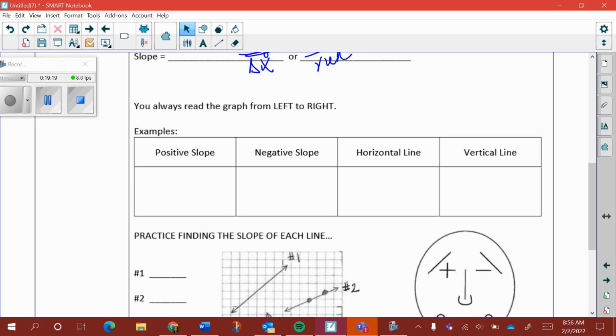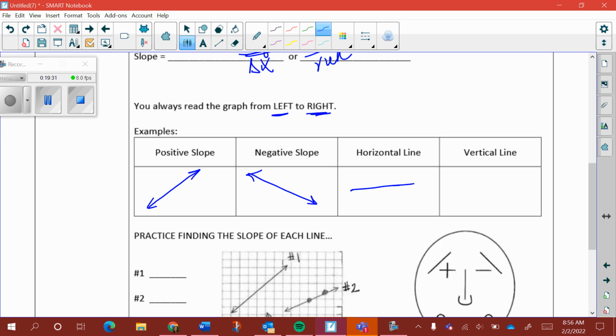We want to read the graph from left to right, from left to right. So a positive slope is going to be slanting upward. The negative slope is going to be slanting downward. Horizontal line is going to be like this, and a vertical line is going to be like this. This one is going to be a y equals some number. This is going to be an x equals some number. And these both have a y equals something x. This will be a positive x, and this is going to be a y equals a negative x.